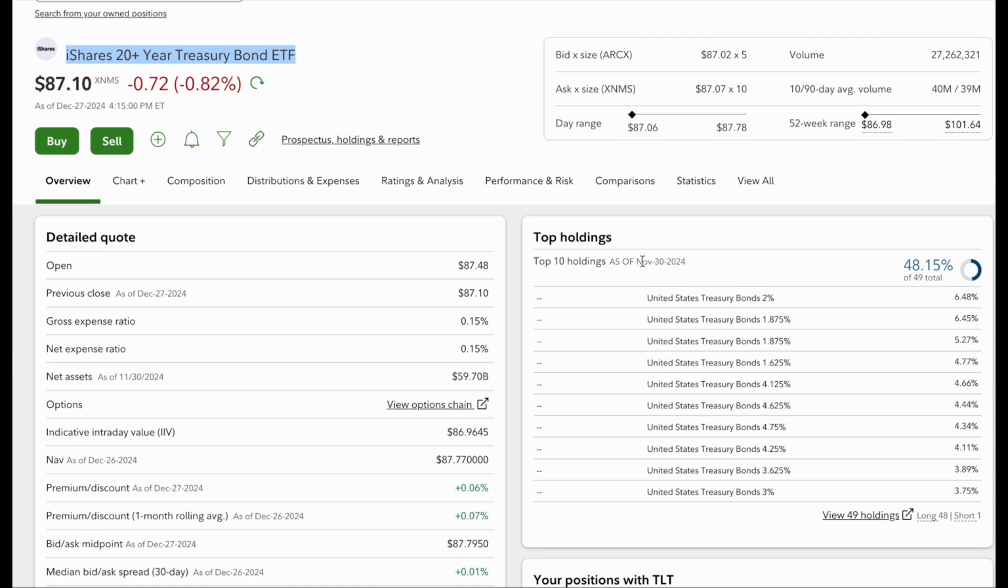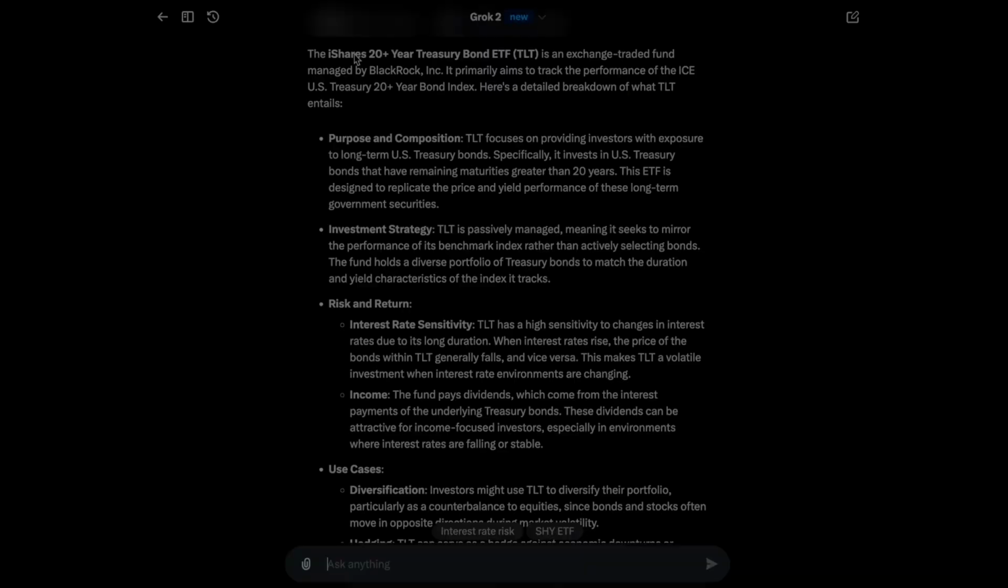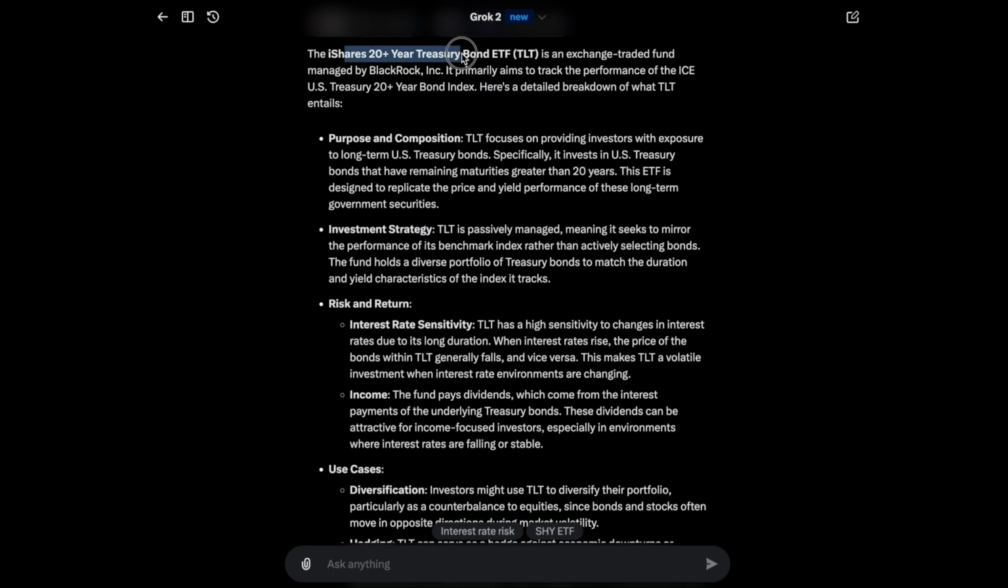When you look at these top 10 holdings, this looks confusing. Let's go to Grok real quick. It's going to break it down, very simple for us to understand. So on Grok, it shows the iShares 20+ Treasury Bond ETF, TLT. It is an exchange traded fund, known as an ETF, managed by BlackRock, and it aims to track the performance of the U.S. Treasury 20 year bond index.